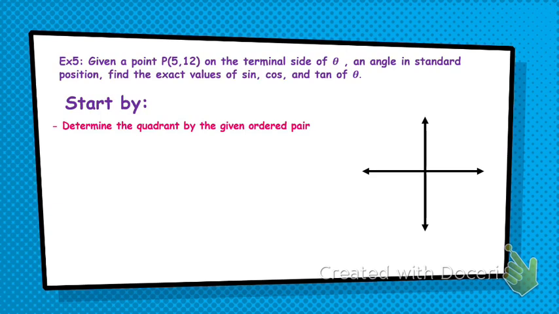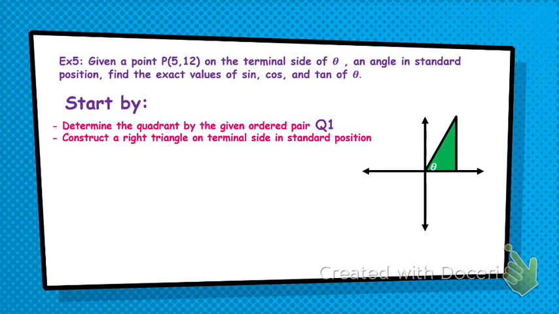Both of your values are positive. We'd go over 5 and up 12. So that should be in quadrant 1. Then we're going to construct a right triangle on the terminal side in standard position. So something like this. It doesn't have to be exact. I'm going to go ahead and label that point (5, 12) on here. And then I'm going to label all the sides of the triangle. So that x value is 5, the y value is 12. So I'd need to find the hypotenuse.